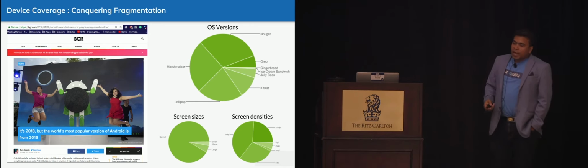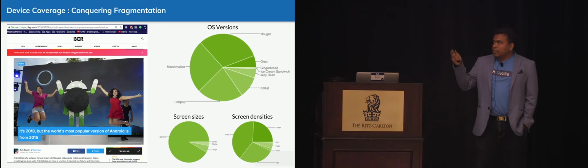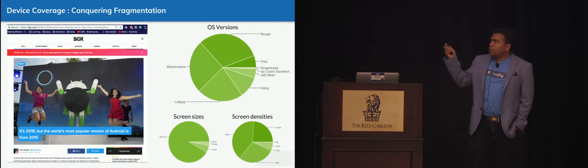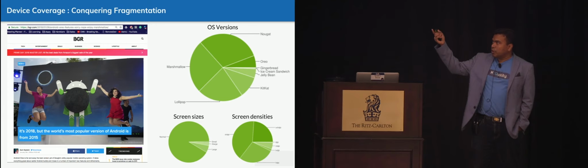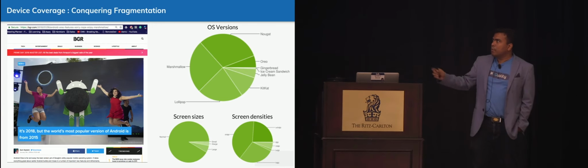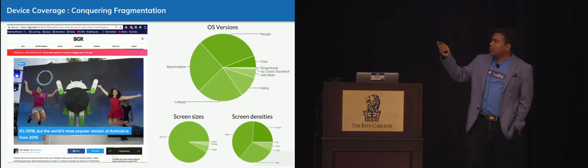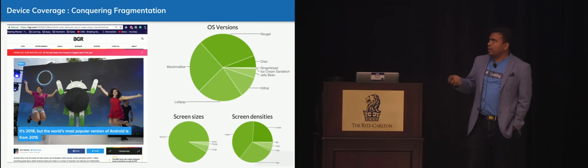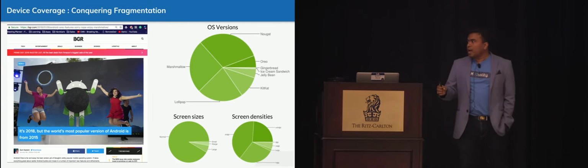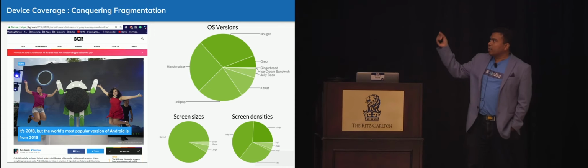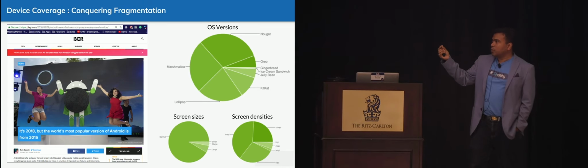You can also look at coverage, which is the second part. You can look at the different versions that are out there. So all of these on the right-hand side are from the Google Developer Dashboard, which says that all of these versions of Android are still out there. And the pie chart shows you which version is popular. So based on where you're targeting your app, you might want to consider the different operating system versions that you want to test on, the different screen sizes, densities, and so on.